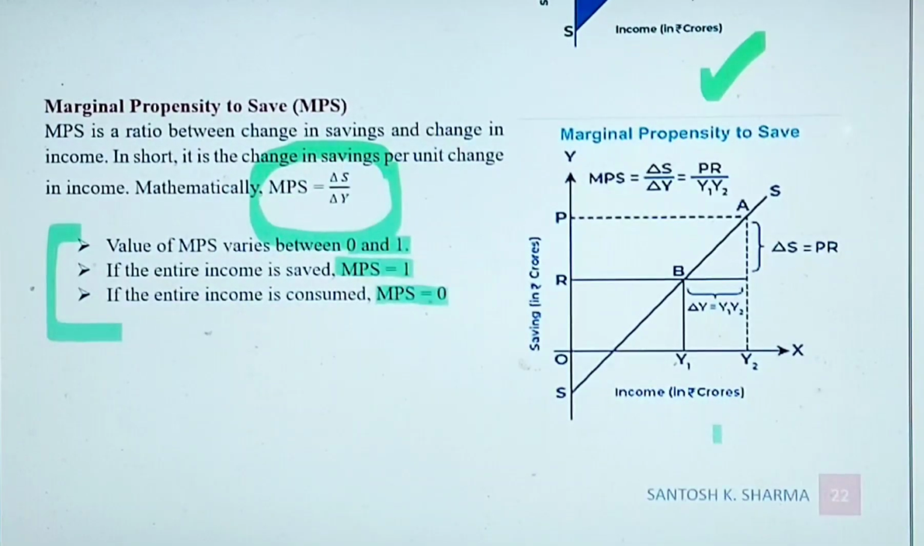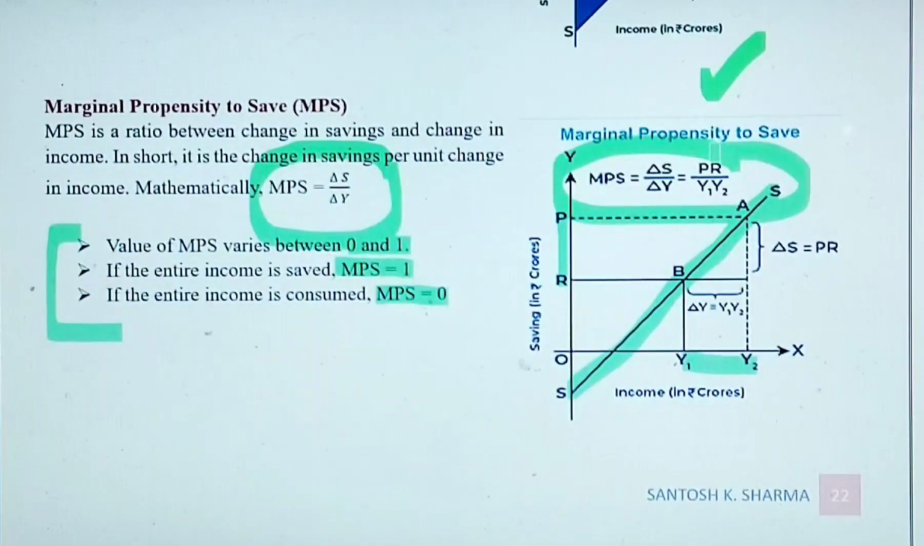And in the same way as we did for the propensity to consume, this is the saving curve. Previously the income was Y1, and it was increased to Y2. Here, savings previously were R, and now they have increased to P. So PR represents the change in savings, and Y1 to Y2 represents the change in income. When you divide this, you get MPS. So this is what is done in this figure.